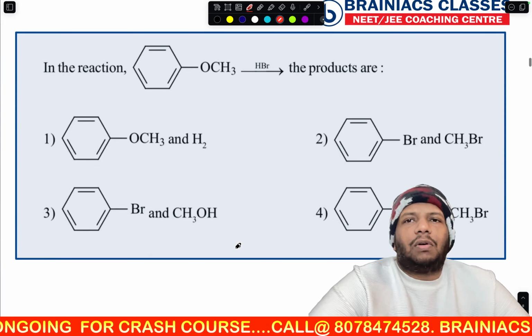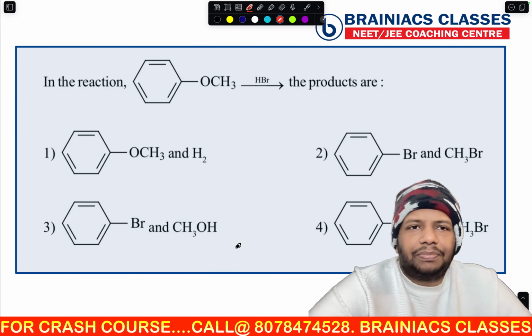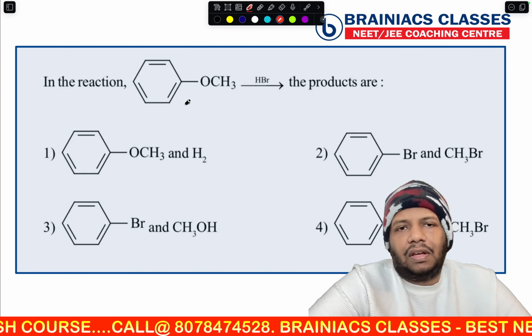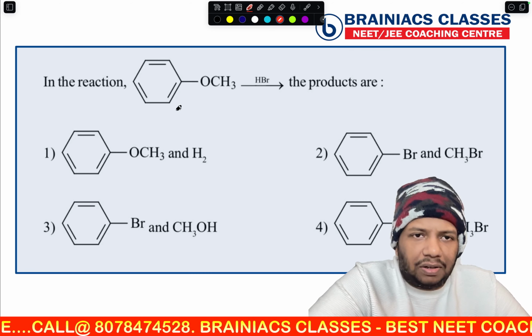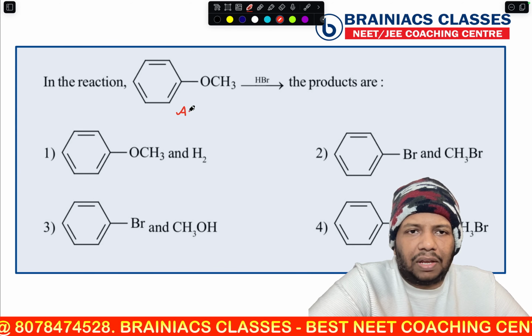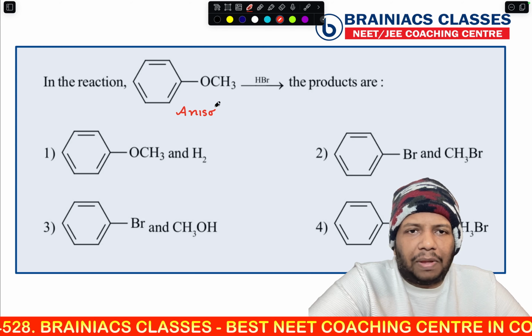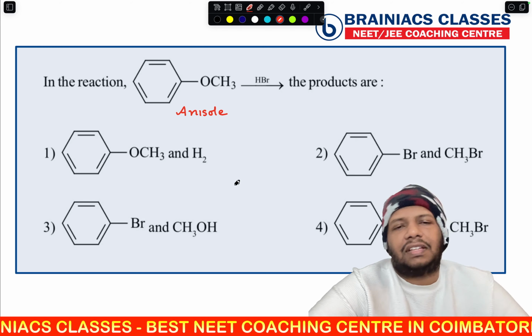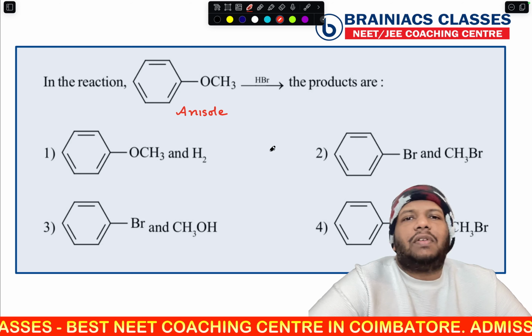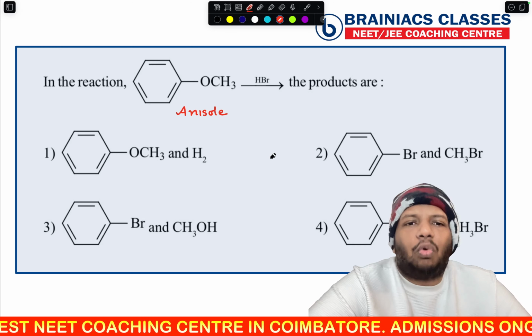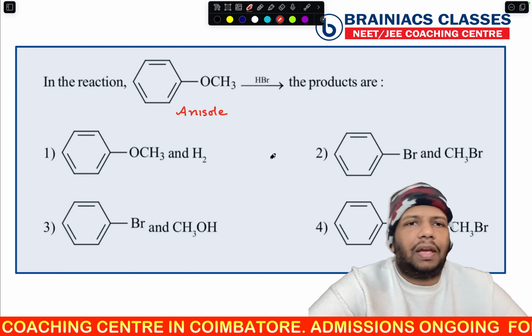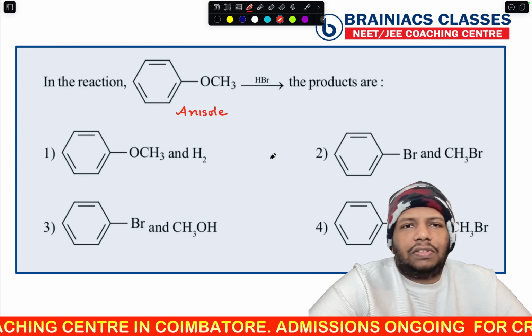Now comes the last question for the day. You can see in the reaction, there is an ether given. Anisole is the compound, or methoxybenzene, we can say. That is nothing but anisole. It is treated with HBr and they are asking what the products are. Okay, so this is a very famous reaction. I will explain how this occurs.